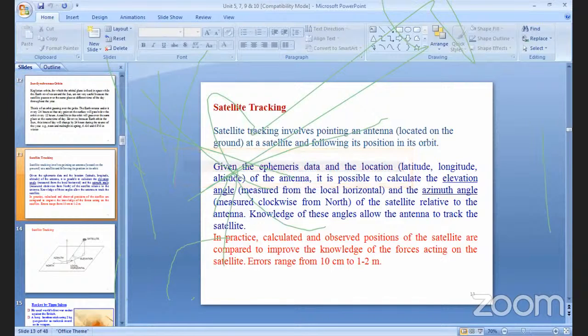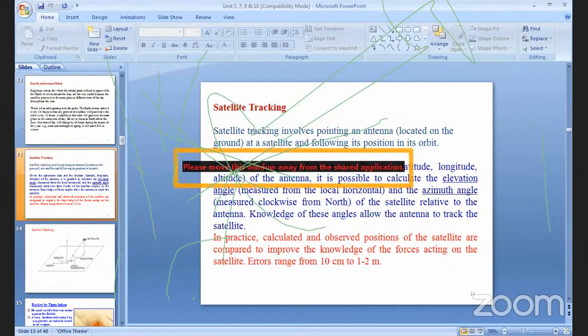Yeah, satellite tracking. Satellite tracking involves pointing an antenna, which is located on the ground, and it follows the position. It depends on the latitude and the longitude of the antenna. It shows the recorded values, and it is possible to calculate the elevation angle. Yes, definitely. Using this data, we have a chance to calculate the elevation angle, and again we can measure the azimuth angle also, where it is located and what the track location is, and how much angle it has.